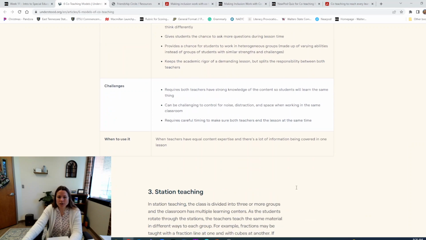Now, of course, there are challenges you have to think about. Like, it requires both teachers to have strong knowledge of the content, right? So they both have to be really well versed in the content. They have to really think about the noise level, right? When you're working, is it going to be distracting? Because you're going to be in the same classroom, even though you're in two groups.